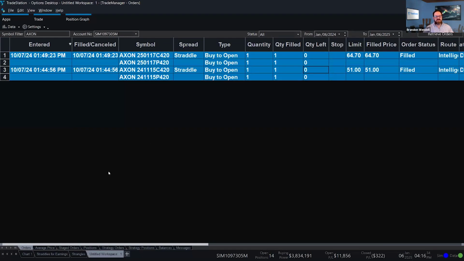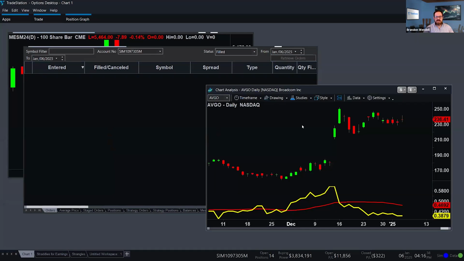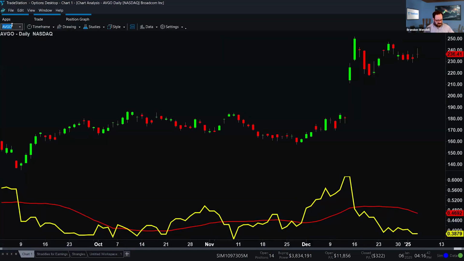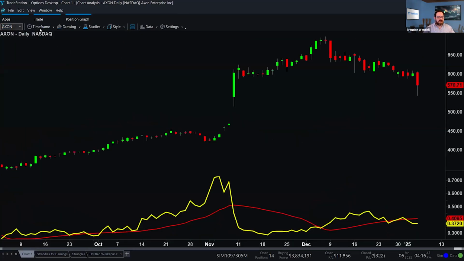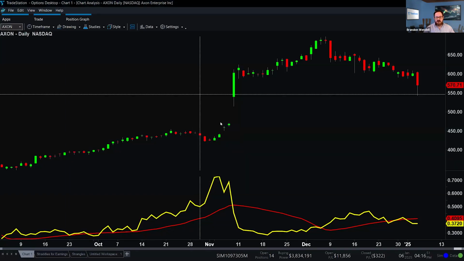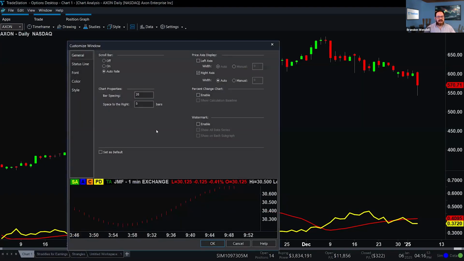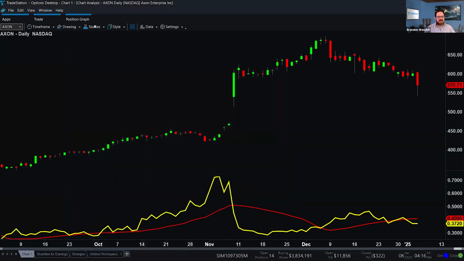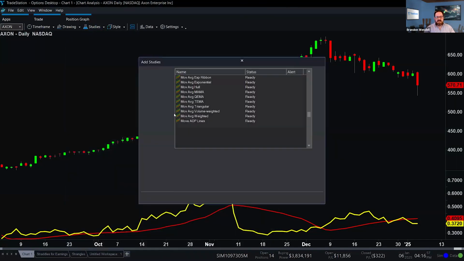And the reason why it was entered, if we go back to the 7th, let me go back to a chart here and just bring up AXON. And I am on the daily. You can see why I would want to enter it based on that gap there. But actually, what I need to do is bring in add study.